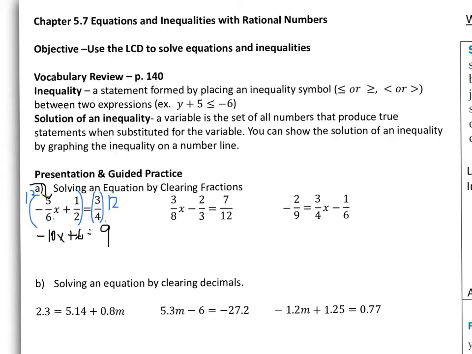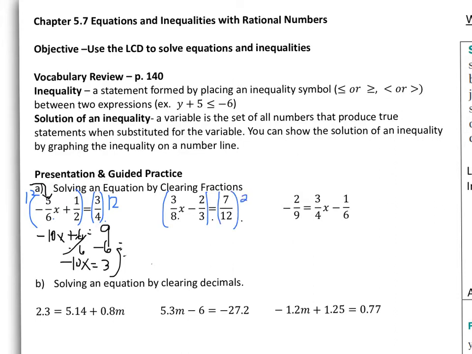And then we subtract 6 from both sides. Our goal is to isolate the variable x. So 9 minus 6 is 3, so we get x equals negative 3 over 10. Okay, for the next problem, the LCD of 8, 3, and 12 is 24.